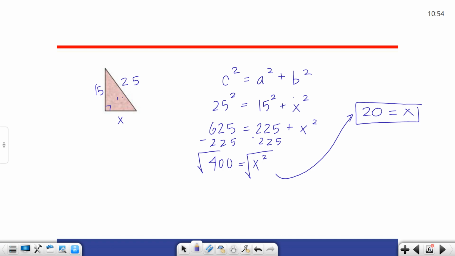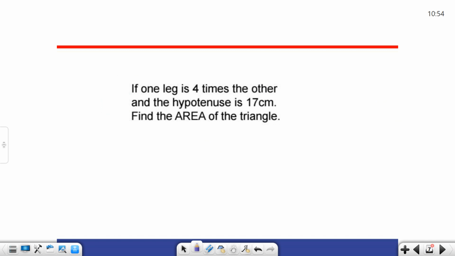All right, so those are your basic Pythagorean theorem. I gave you one where you're finding the hypotenuse and one where you're finding the leg. Then they give you some in the Access Pearson homework that would be a little bit tougher. It says if one leg, let's go ahead and draw up our rough sketch of a triangle. If one leg is 4 times the other leg and the hypotenuse is 17, find the area of the triangle.